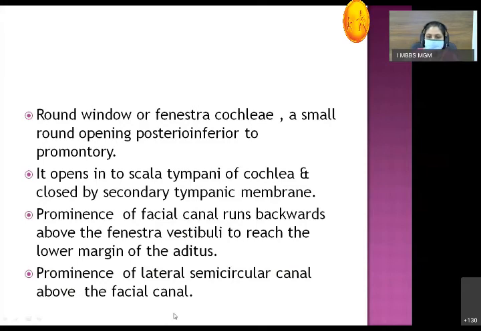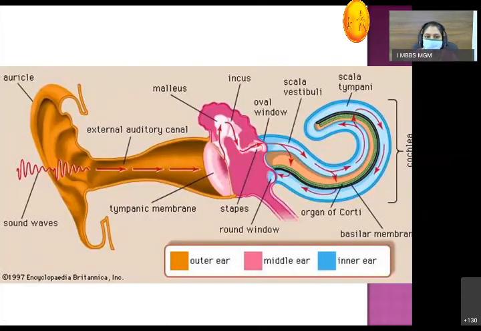If you see this figure, we have seen this figure very first. This is the middle ear cavity. This is the malleus, this is the incus, and this is the stapes. Here you can see the oval window, and here you can see the round window. That is fenestra vestibuli and fenestra cochleae.